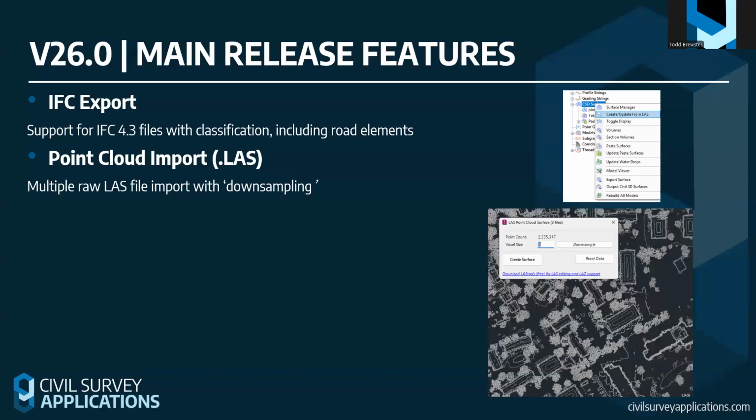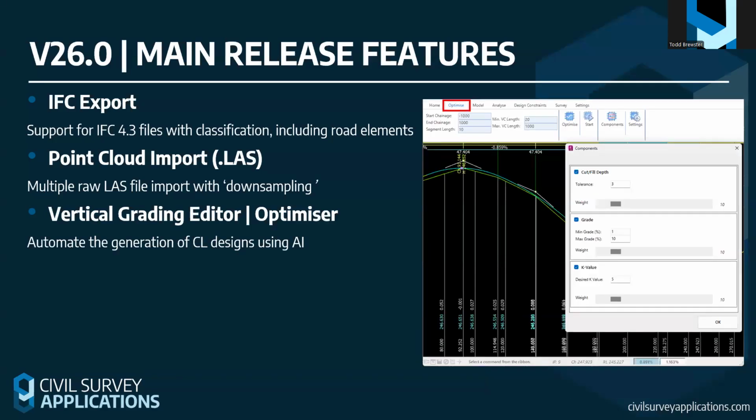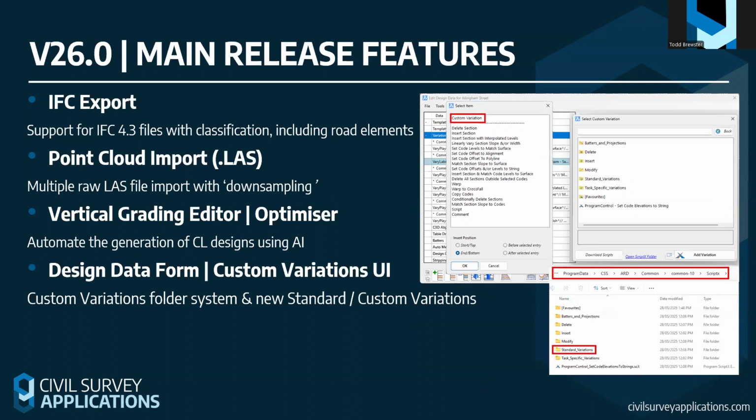So we'll have a look at this one. Then we'll have a look at a very new and exciting piece of kit that we've thrown into the software in the vertical grading editor, which is our new Optimiser. So this is an AI-driven tool to allow you to do a first pass, best fit type approach, but you now have control over the elements that go into it. So we'll have a play around with that.